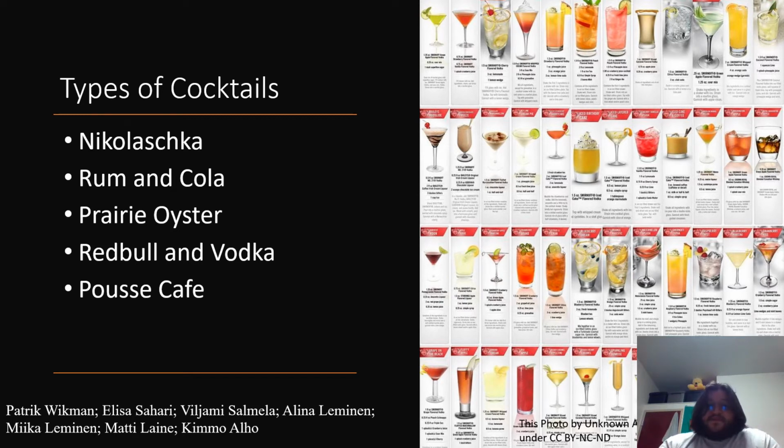The Prairie Oyster is a cocktail actually meant to cure hangovers. It's made of egg yolk, tomato juice, and pepper. It's meant to be drunk in one gulp so as not to break the egg yolk. The Red Bull and vodka cocktail is very popular amongst college students because it's very cheap to make. The Red Bull gets you energized and covers up the taste of the vodka, and the vodka gets you drunk. Jose Cafe is one of the most difficult cocktails to make. It is created by layering different spirits based on density in the glass, and it creates sort of a rainbow effect. The glass is meant to be sipped, not shaken or stirred.